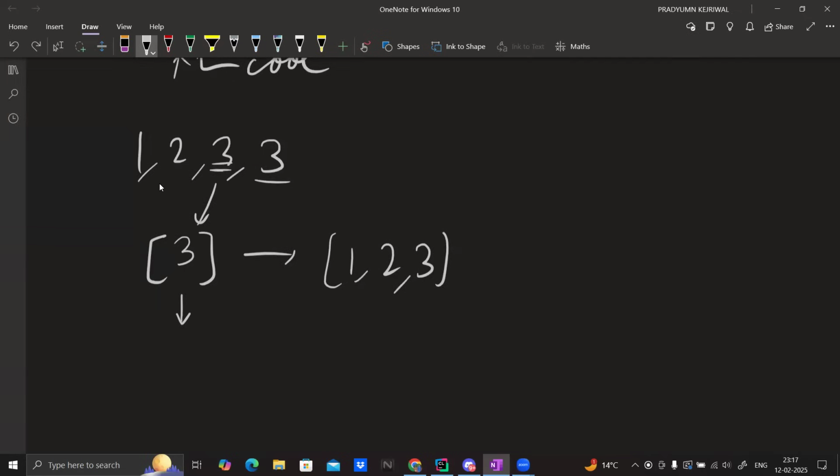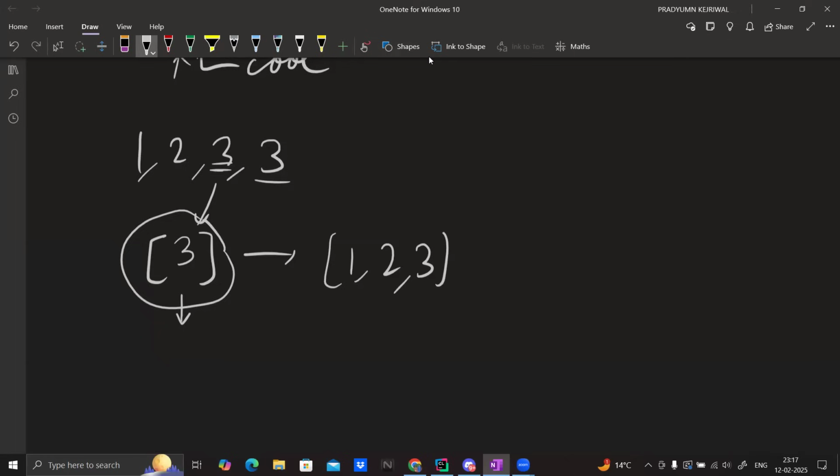Okay. So what we can just do is iterate over the array and count the frequency of each element. And if any one of them occurs more than once, then we can just take that element and the subsequence will be cool. All right. So that's my point.